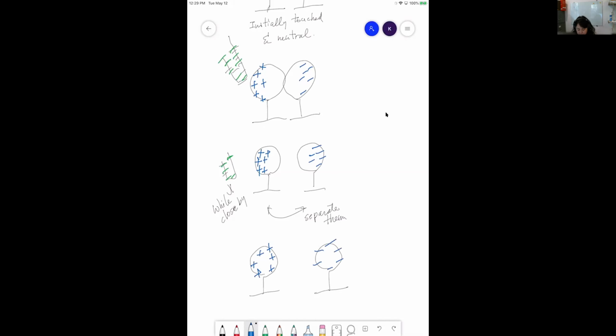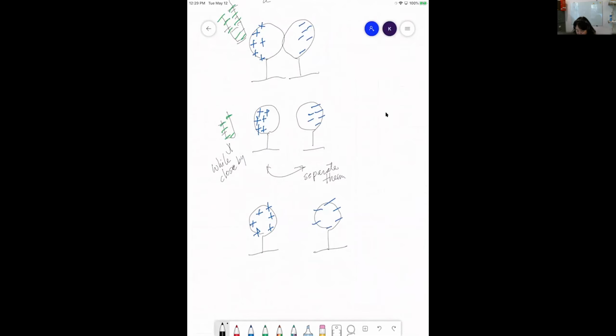One of them is going to be positively charged. And this is going to be negatively charged. Sounds good. So this is also, you can use the induction to charge the object.